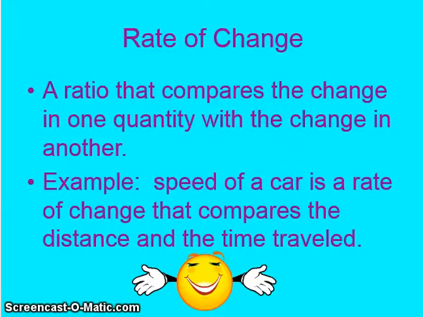A rate of change is a ratio that compares the change in one quantity with the change in the other. Now, we know that the word ratio means we're going to have to divide, and in this case, we divide the change in one quantity by the change in another. For example, the speed of a car is a rate of change, because in order to find the speed of a car, you divide the distance it travels by the time it takes the car to travel that distance.